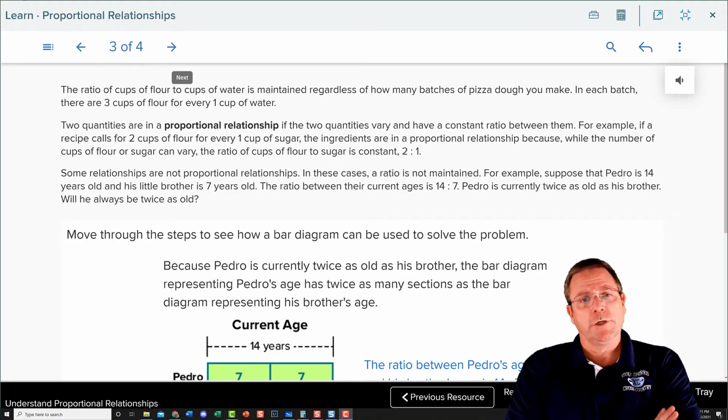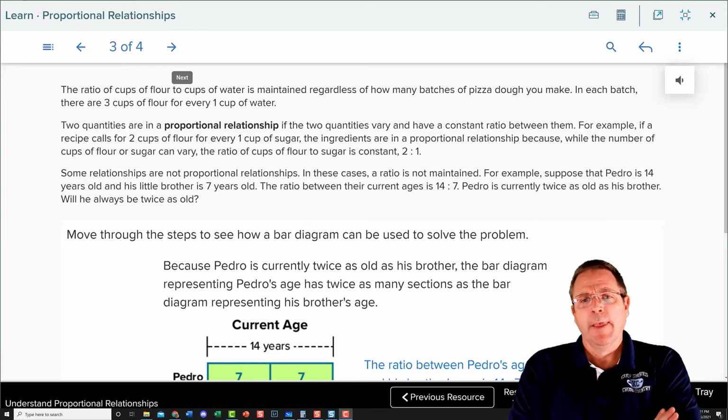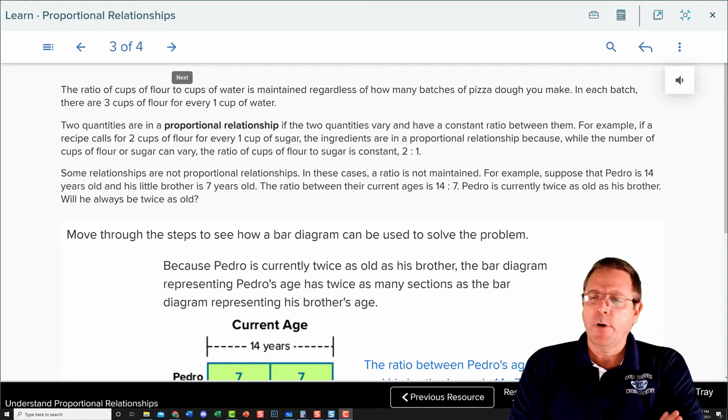Some relationships are not proportional relationships. In these cases, a ratio is not maintained. For example, suppose Pedro is 14 years old and his little brother is 7 years old. The ratio between their current ages is 14:7. Pedro is currently twice as old as his brother. But will he always be twice as old?